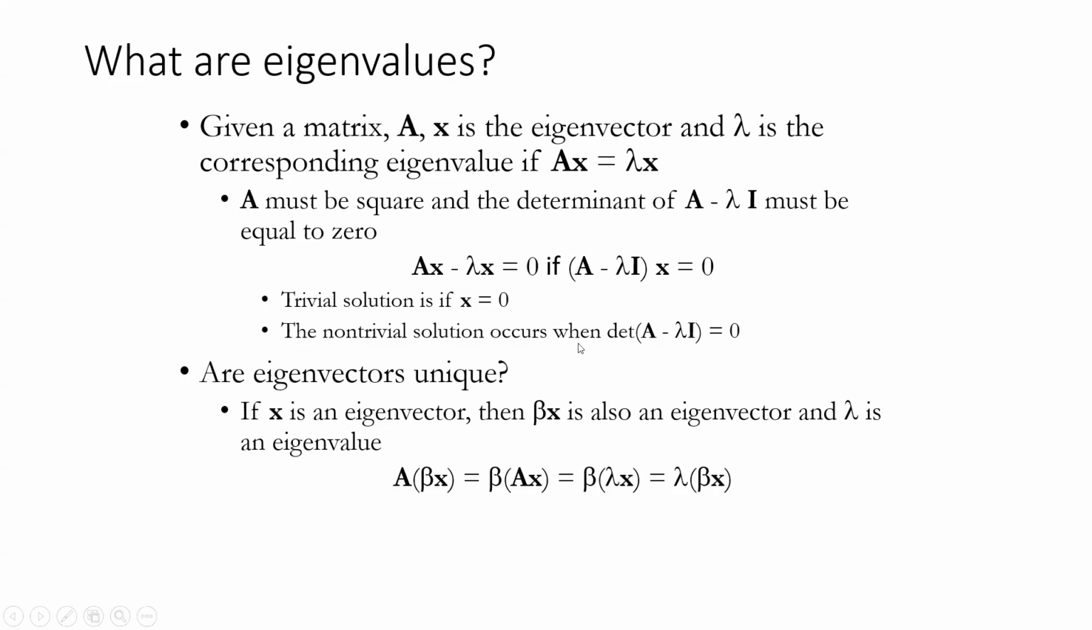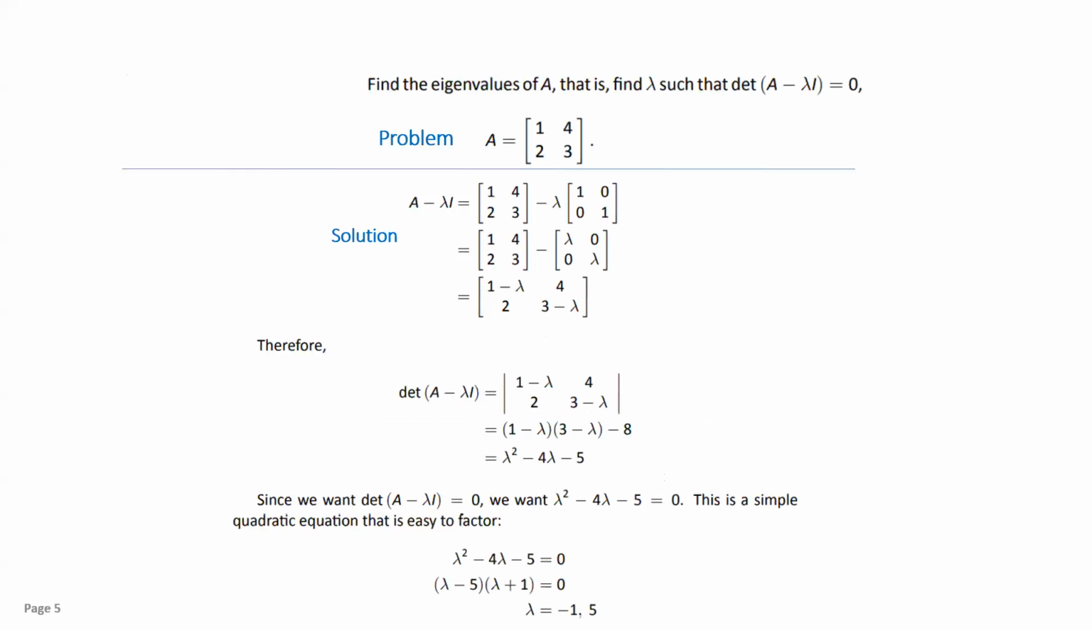The non-trivial solution occurs when the determinant of A minus lambda I is equal to 0. From this, the determinant of A minus lambda I, we will get an equation. When we solve that equation, we will get different values of lambda, and for each value of lambda, we can find each eigenvector. So as Krishna said, unique vectors can be found if you know the lambda. If you know the lambdas, then we can go for finding the eigenvectors.